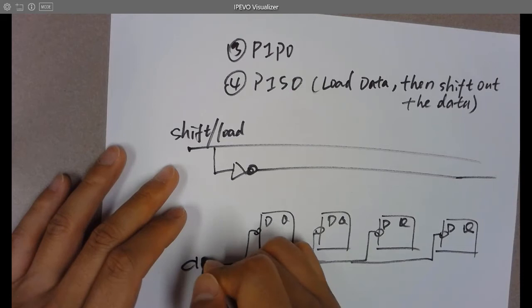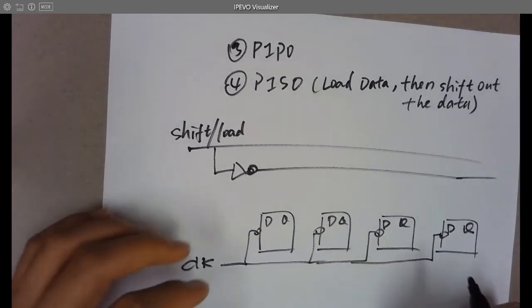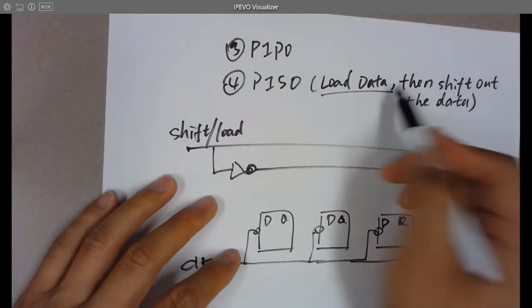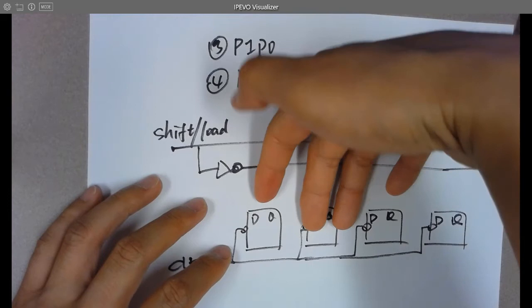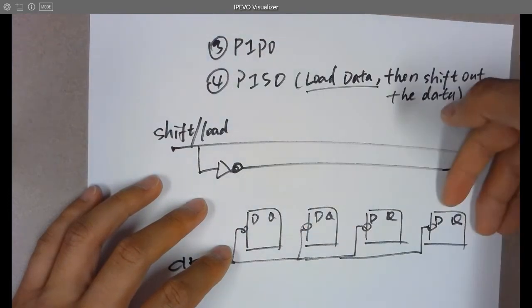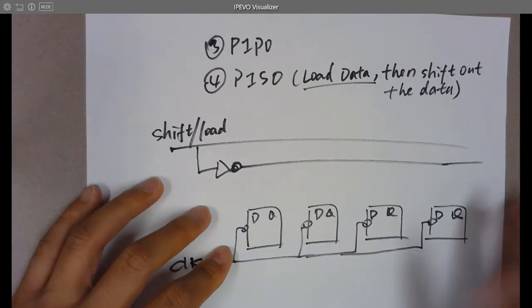Okay, clock. And your data, look at that. The function is you can load the data at the same time and then shift them out. It's something like this. Boom. Parallel in and serial out, right? Parallel in and serial out.